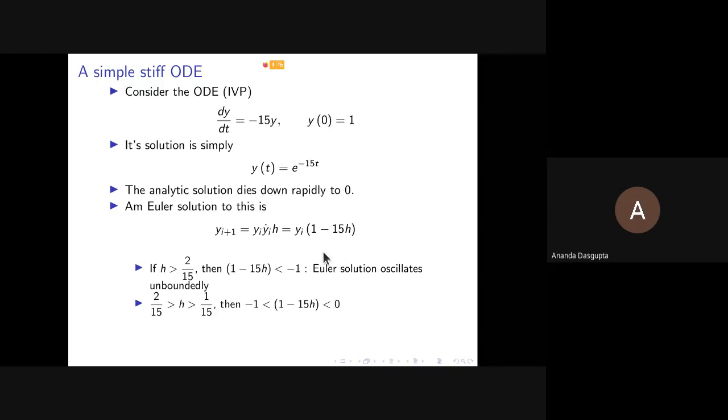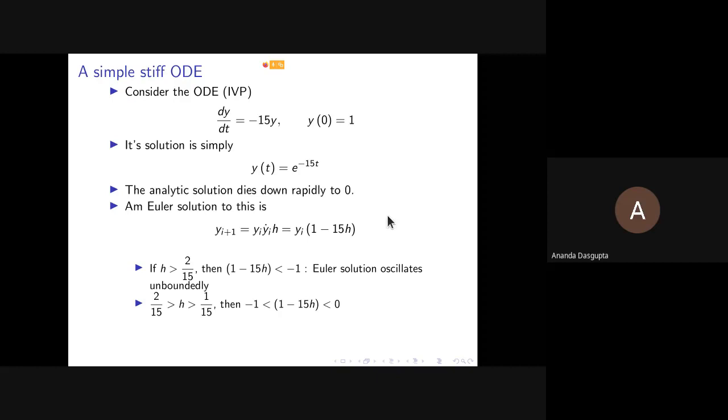Then what happens is this 1 minus 15h factor, the common ratio, is negative. It's smaller than 1 in magnitude. So it will die down to 0 in the long run, but it will die down to 0 by oscillating between positive and negative values, which, by the way, the actual solution never does, right? The actual solution monotonically decreases from 1 at its initial point to 0 for large t, and does so rather rapidly. But this solution, the Euler algorithm, actually shows you oscillations, which is of course not really there in your problem.